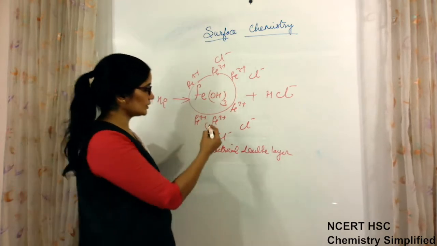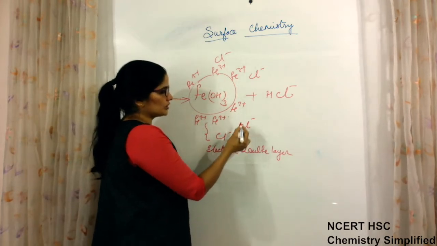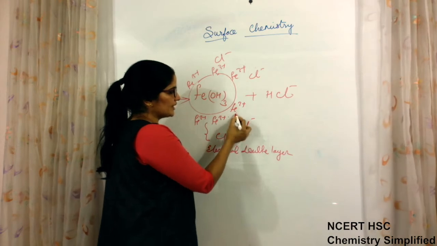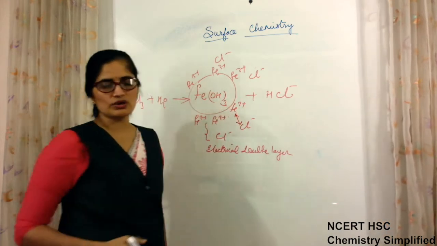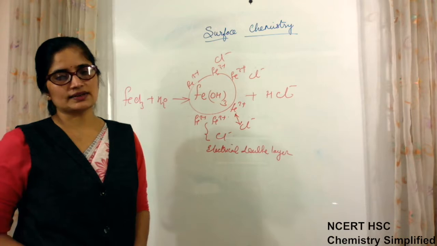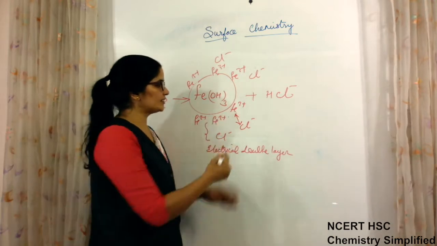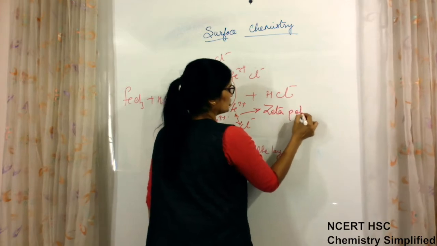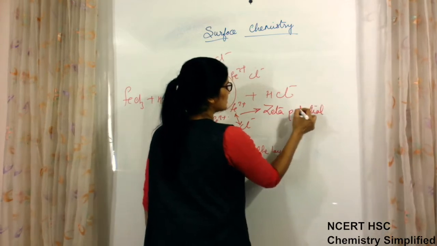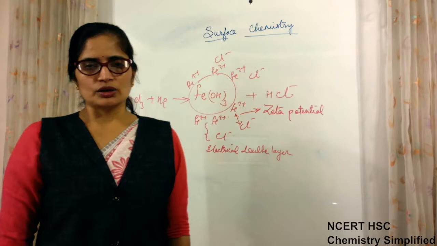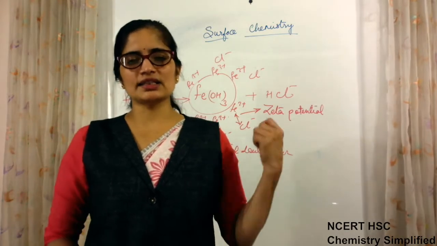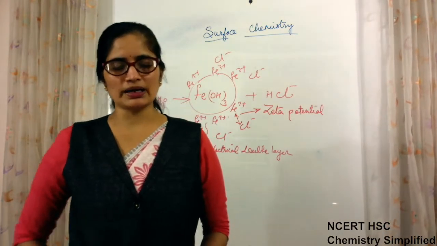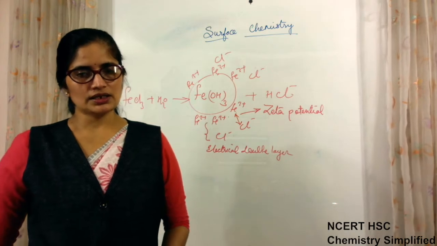When this layer is formed, a potential difference is created between these two layers, because one is positive and the other is negative. This potential is known as zeta potential. The name of this potential is zeta potential. Though it has no significance in the existence of colloidal size particles, but still.